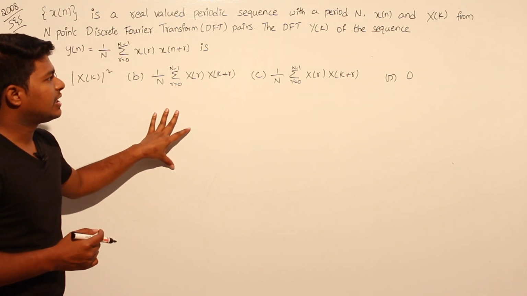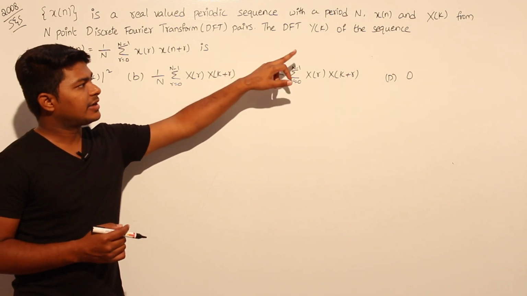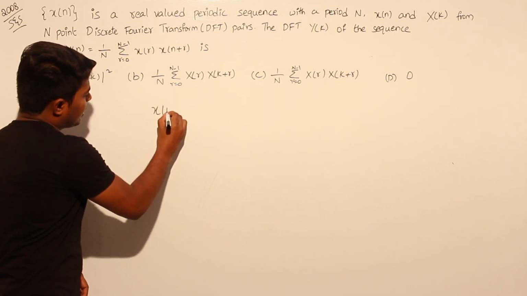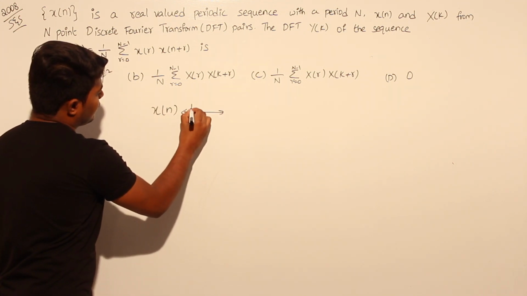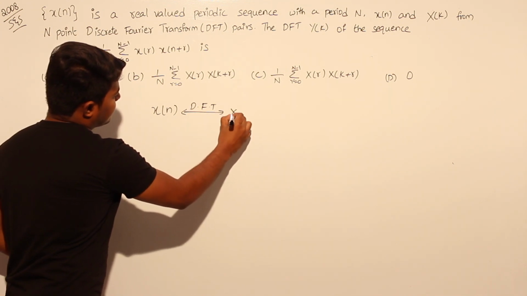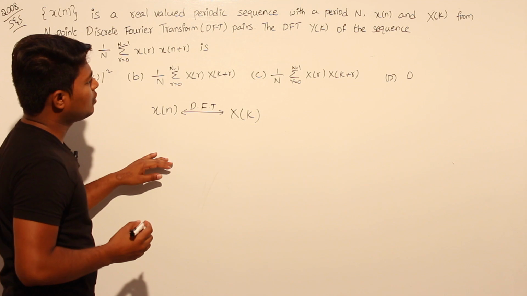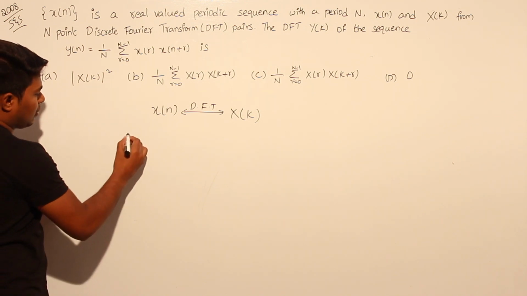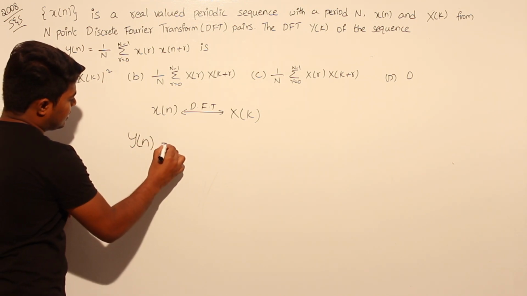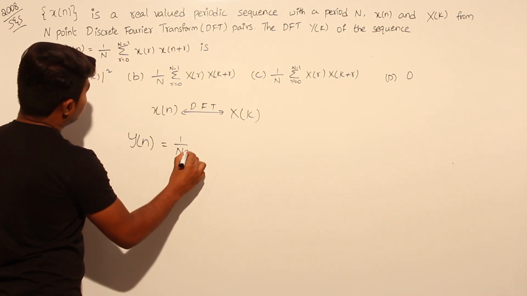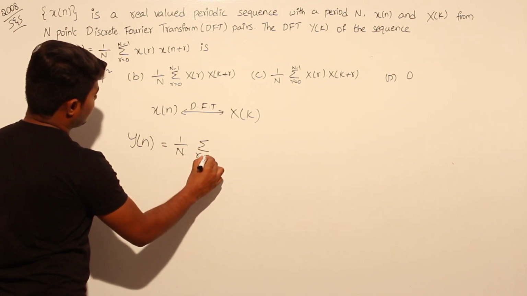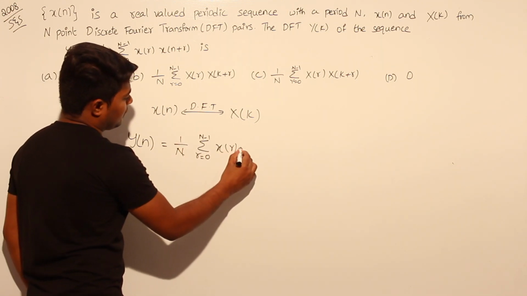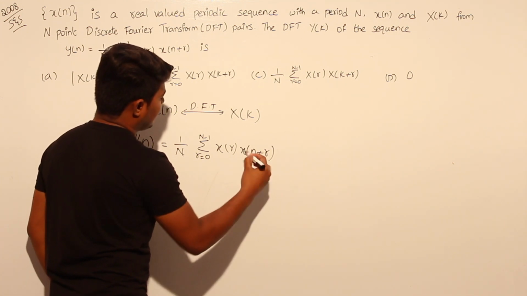Now what they are saying is that x of n and X of k are discrete Fourier transform pairs. In the sense, you take x of n, you apply DFT, discrete Fourier transform, and this will become X of k. Now they are asking for the DFT Y of k of the sequence for the given y of n. Now write down y of n as it is. Y of n is equal to 1 by N sigma r equal to 0 to N minus 1 x of r and x of n plus r.